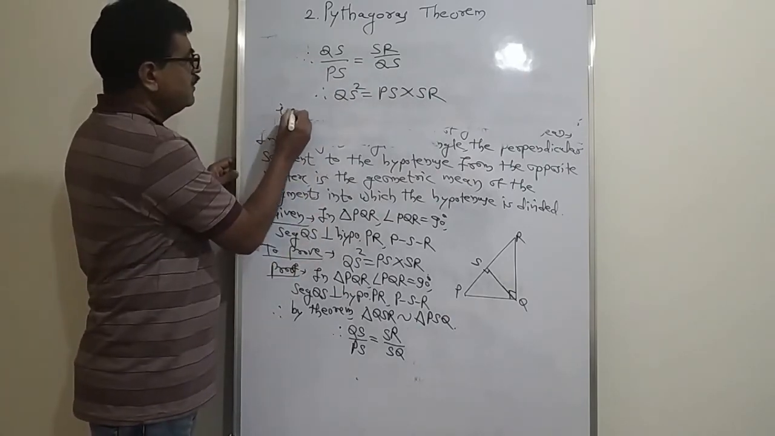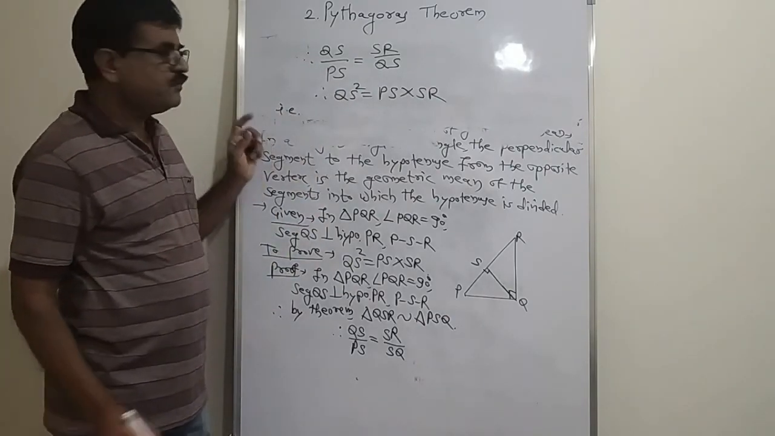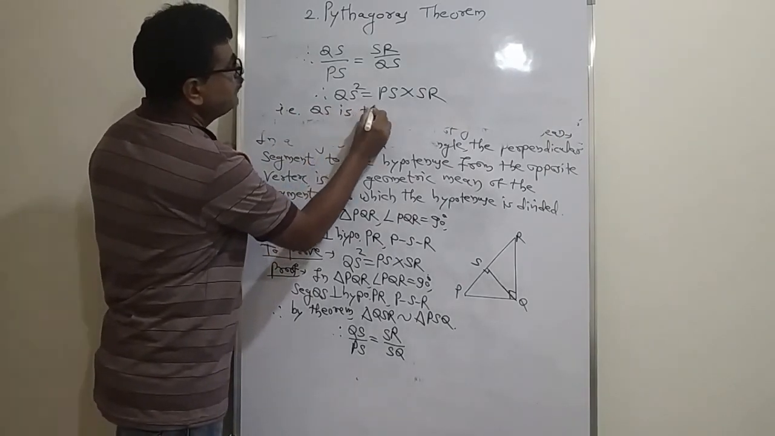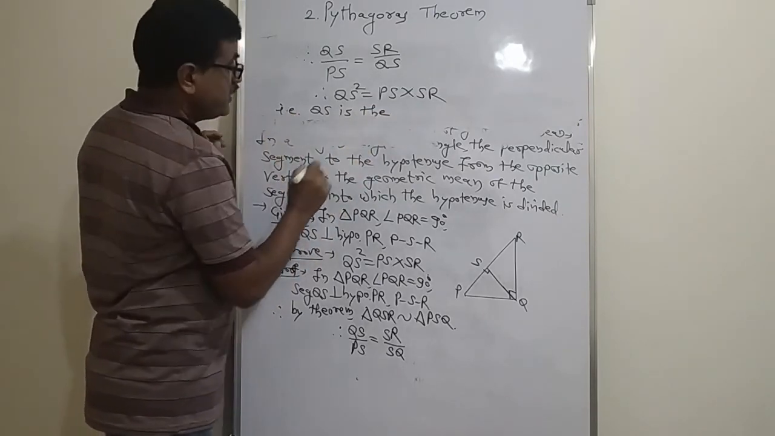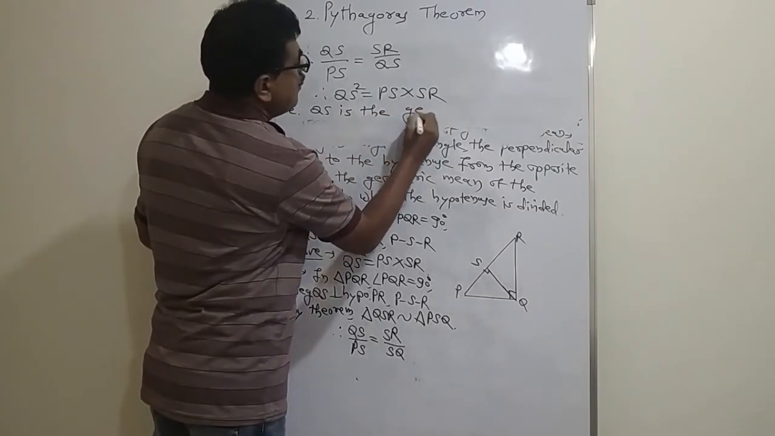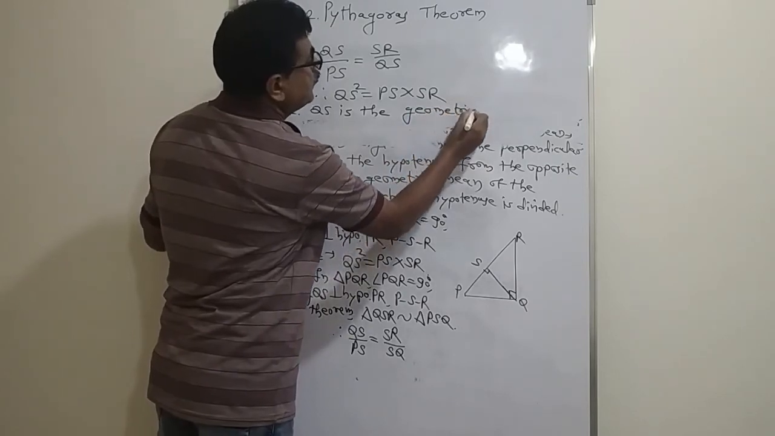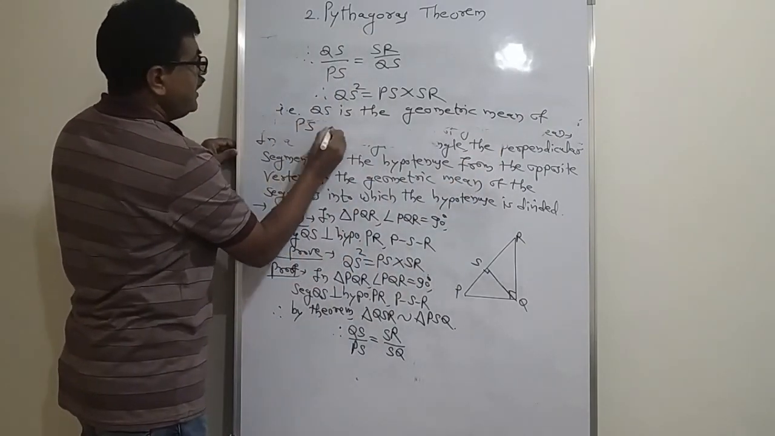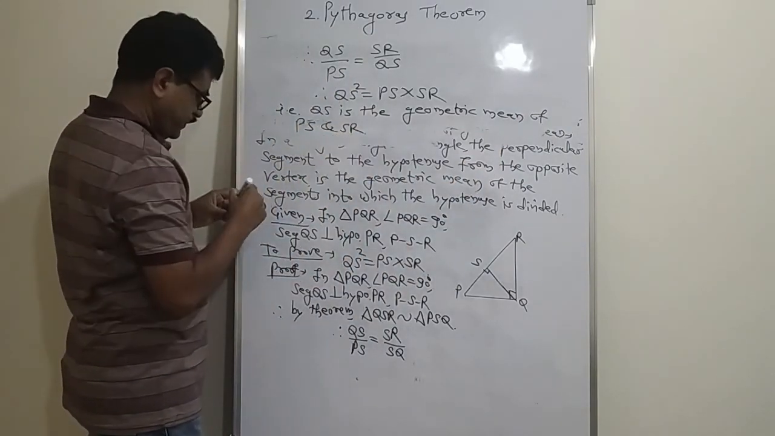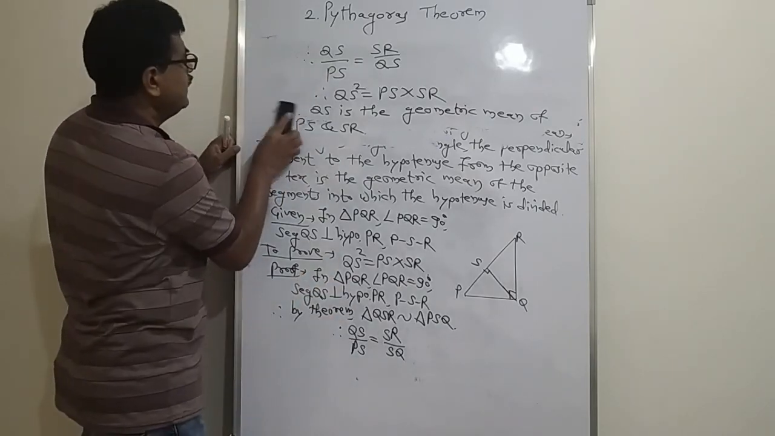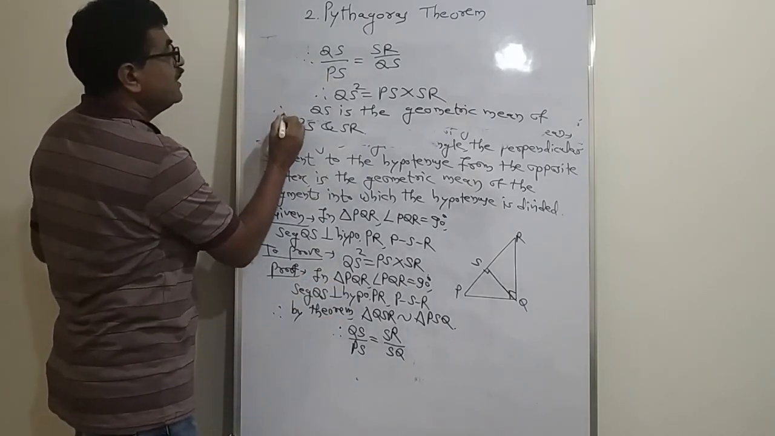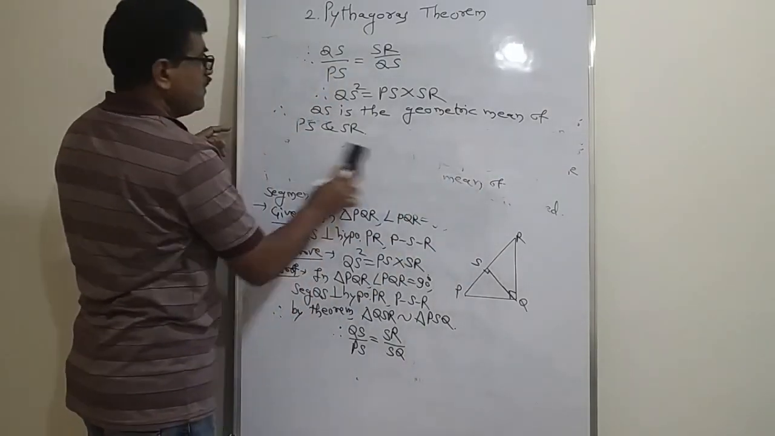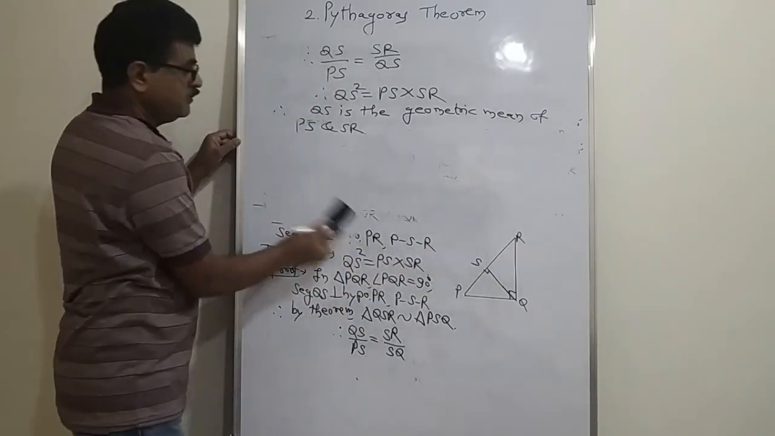That is, we have to prove QS square is equal to PS into SR. Therefore QS is the geometric mean of PS and SR. Here write down, therefore QS is the geometric mean of PS and SR.